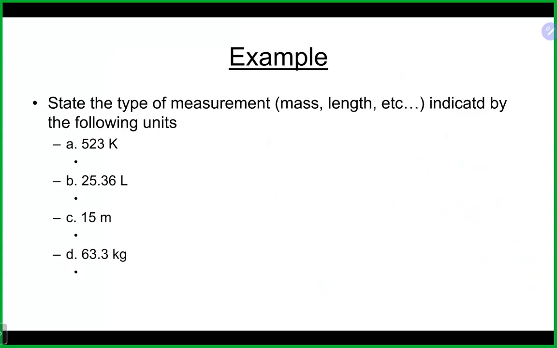All right, so going through these, understand the type of measurement. A Kelvin is what type of measure? That is a temperature. Liter is a volume. Meters is a length, right? And kilograms is a mass. So again, understanding what each of those units represent in the type of measurement is really important as well.